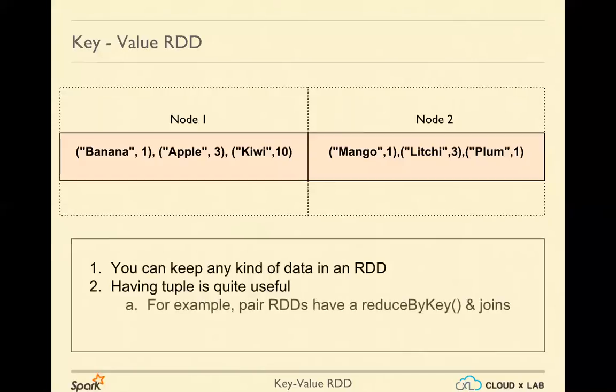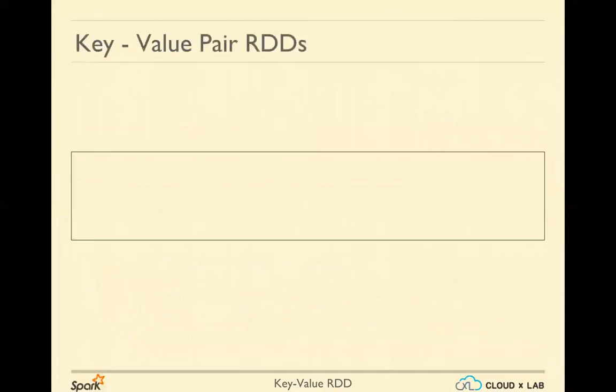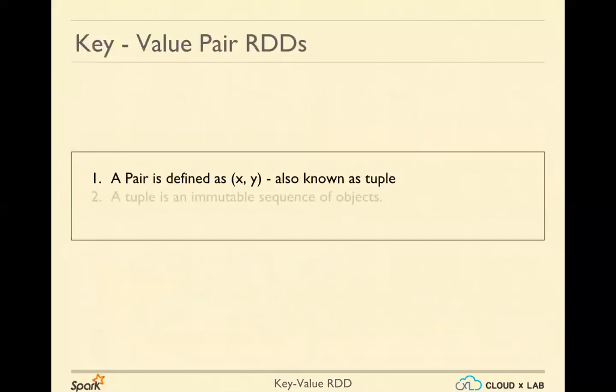Having a tuple is quite useful because it is a key value kind of model. So you could do joins, you can do group by, and so on. A data frame is definitely useful where you have a clear definition of columns, but key value is also quite useful. Now, a pair is defined as X, Y, Z. It's also called a tuple. Tuples are immutable sequences of objects. You can convert a list into a tuple and you can define a tuple by yourself.